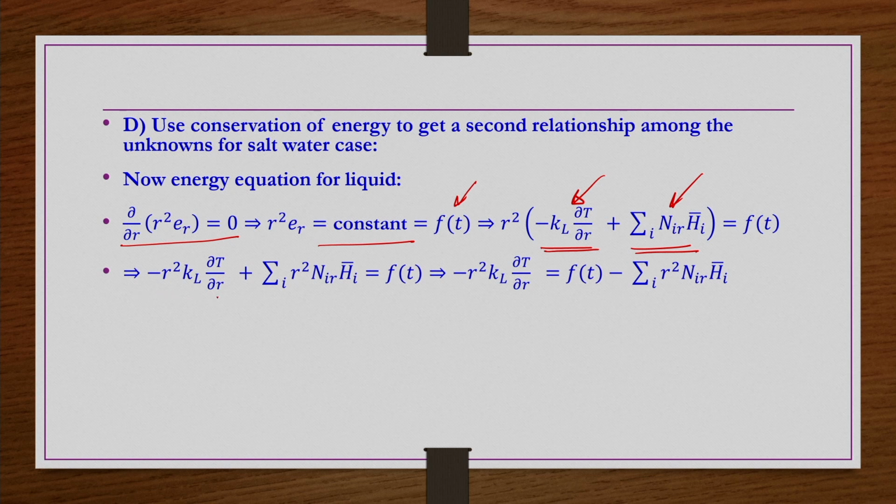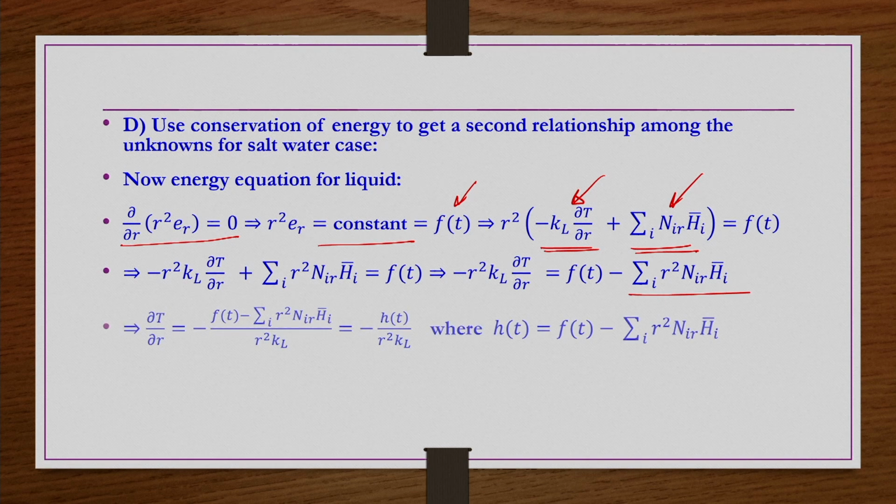So, r square KL ∂T/∂r, this term sigma r square N_i H_i bar is equal to f(t). What are we writing? This sigma term also we are taking to the right hand side, right. Then ∂T/∂r we are writing on one side and all the other terms we are taking to the other side, right. So, this f(t) minus sigma r square N_i H_i bar we are writing as h(t).